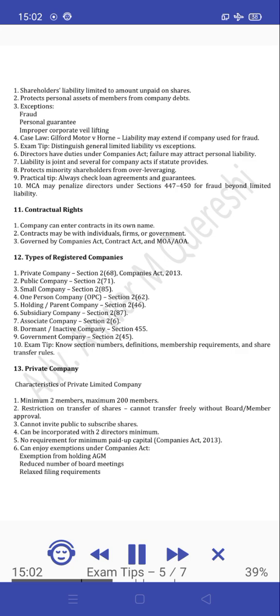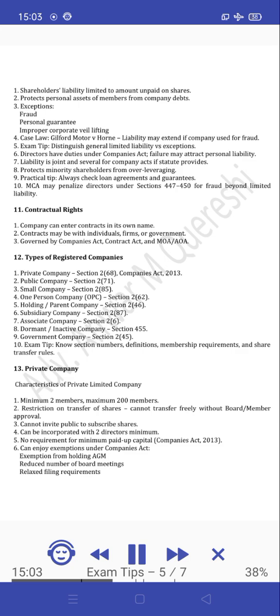12. Types of registered companies. 1. Private company. Section 268, Companies Act, 2013. 2. Public company. Section 271. 3. Small company. Section 285. 4. One-person company, OPC. Section 262. 5. Holding parent company. Section 246. 6. Subsidiary company. Section 287. 7. Associate company. Section 26.